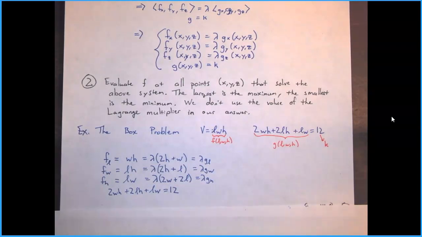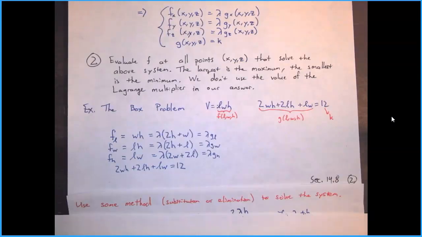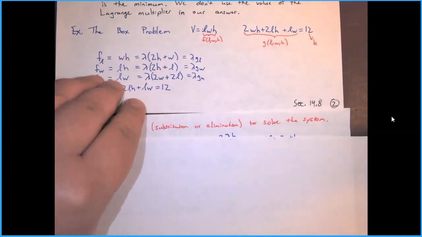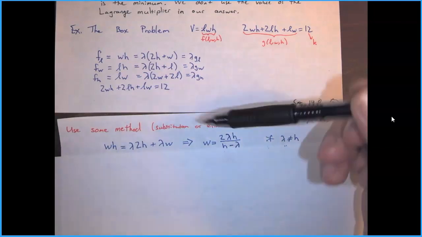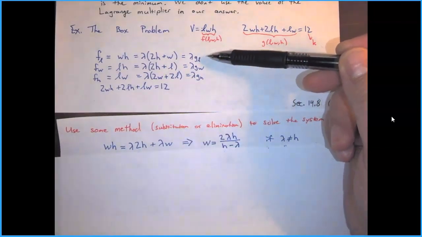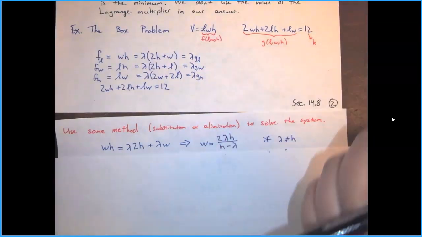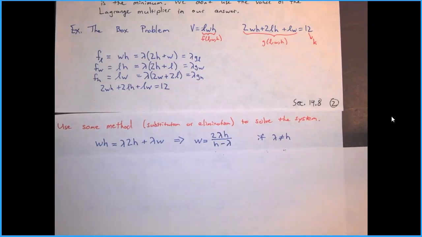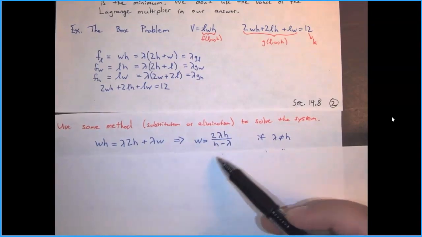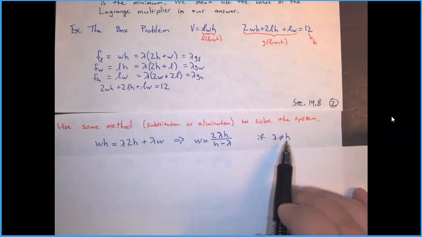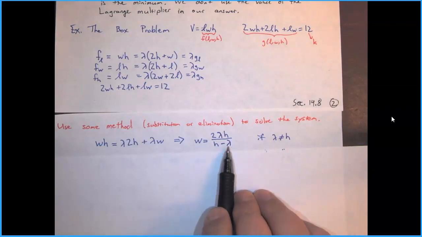And now I have to solve this system of equations. It's a nonlinear system of equations, so things can become quite complicated. So first, I'm just going to see if there's some kind of substitution that I can do. Try to leave this up here. I'm just going to take this first equation and solve for w. Eventually, I'm going to have to use all four of these equations in some way. So if I take this first equation and solve for w, I get w equals 2 times lambda times h over h minus lambda. So I also need to assume that lambda doesn't equal h, otherwise I'm dividing by 0.